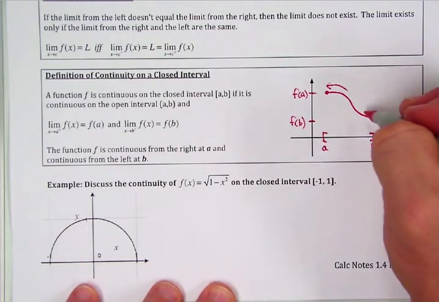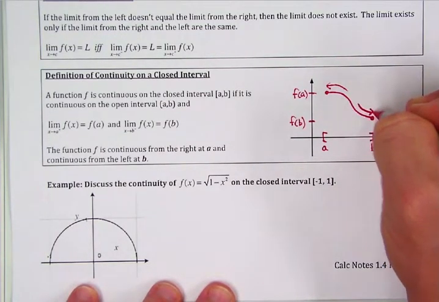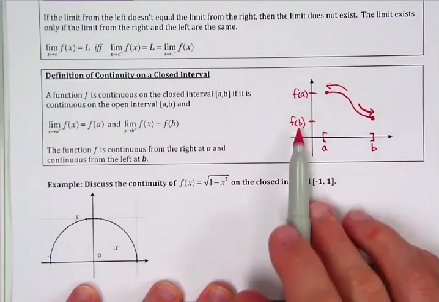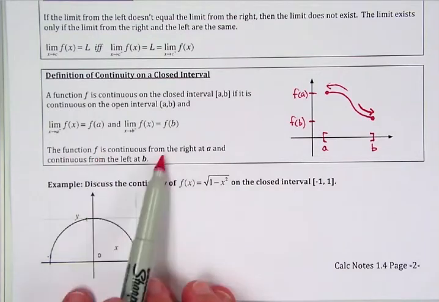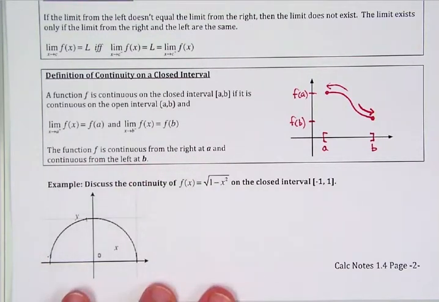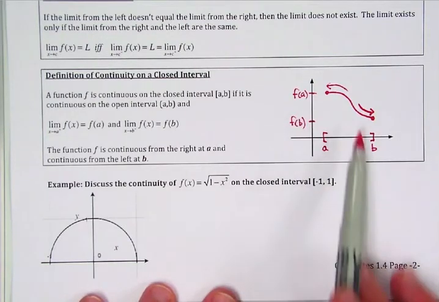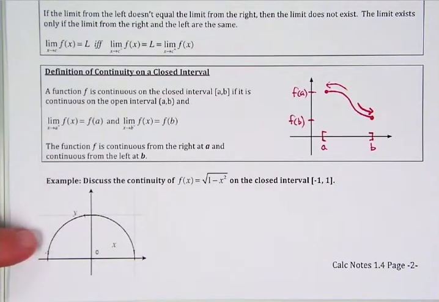So the same type of idea. If we approach b from the left side, f of b is the same thing as our limit. Okay, so the function f is continuous from the right at a and continuous from the left at b. So that's what we would say about that function. So we can use that now to discuss the continuity of graphs that look like this.